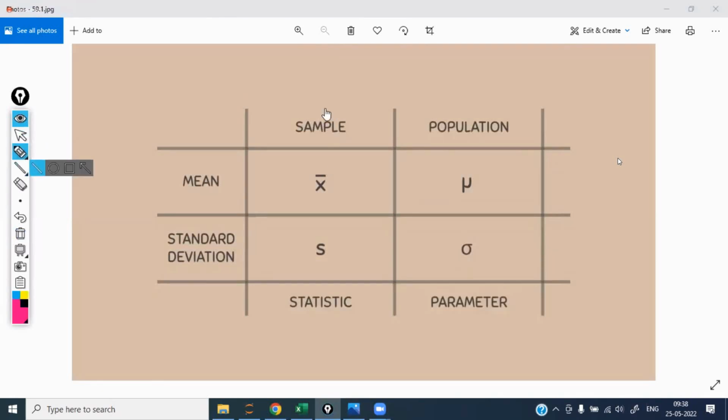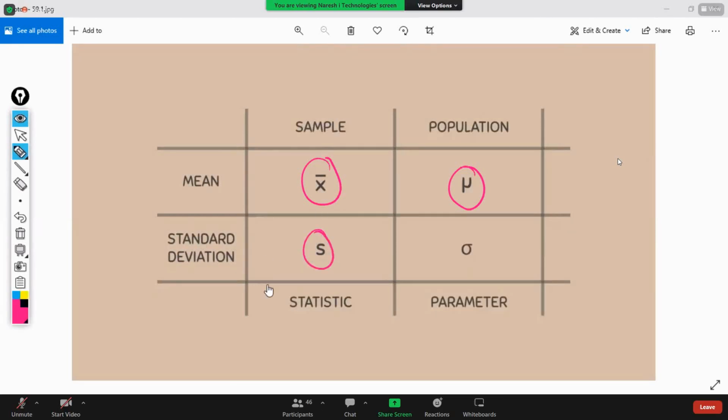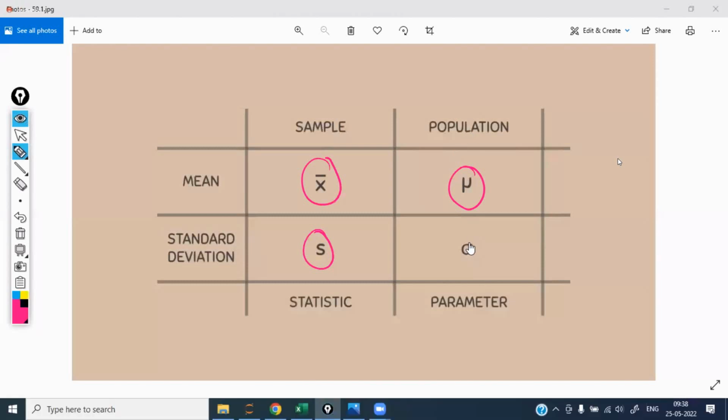Next one, I told you the sample mean is indicated by X bar, and the population mean is indicated by mu. Similarly, the sample standard deviation is indicated by small s, and the population standard deviation is indicated by sigma. We are going to work on the sample standard deviation only, not variance, because variance has the unit squared, right? Every unit is getting squared off, so the total answer also will be in squared units. So we are going to work only with the standard deviation.